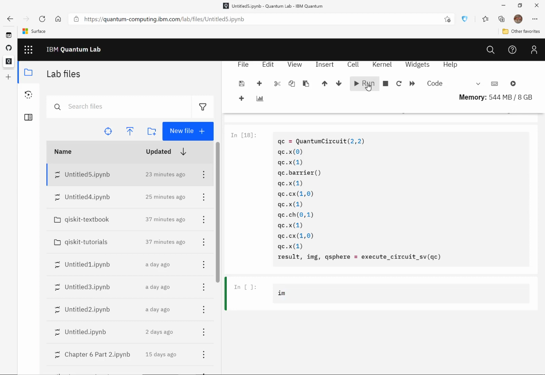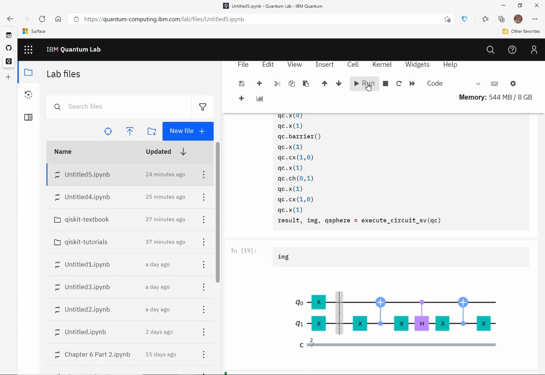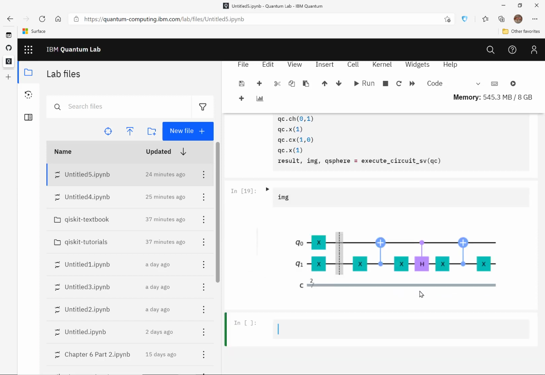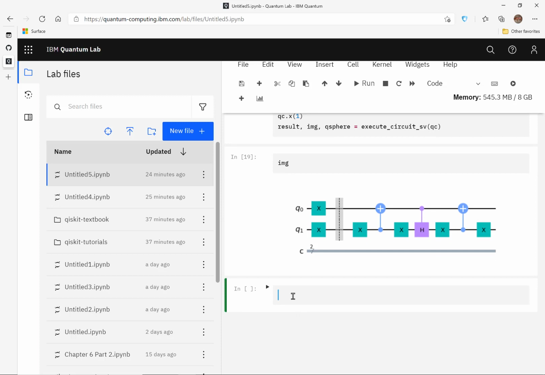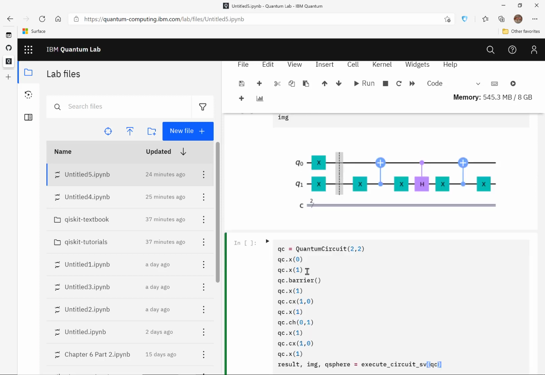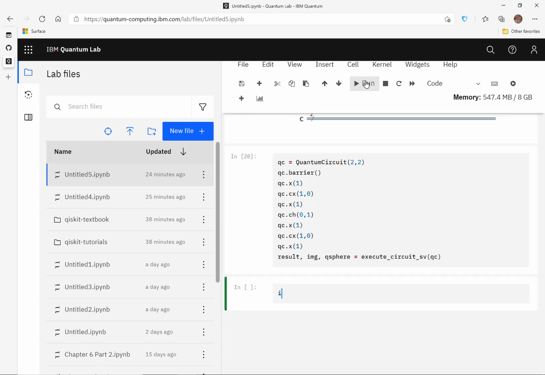Okay, so let's see what this circuit really looks like. Sorry, everything to the right is the circuit, and this would have been giving an input state of 1, 1, but I want to start with 0, 0, so let me do this again. I'll take away that and that, and now run it and say IMG and run that.